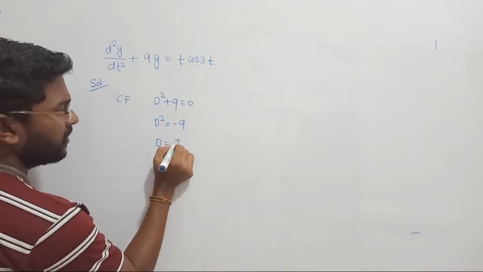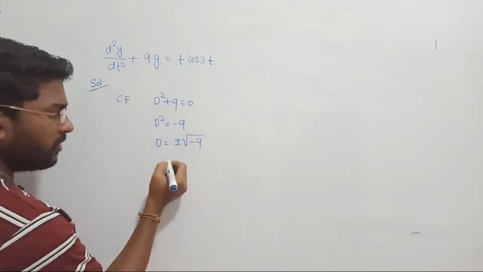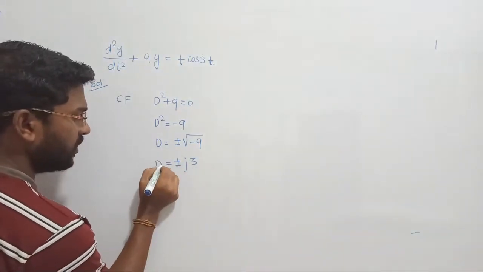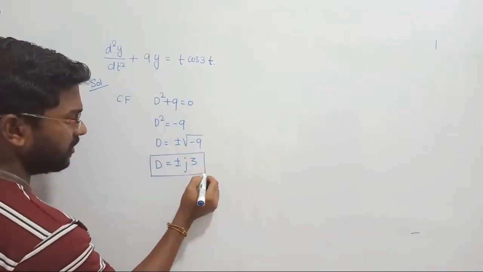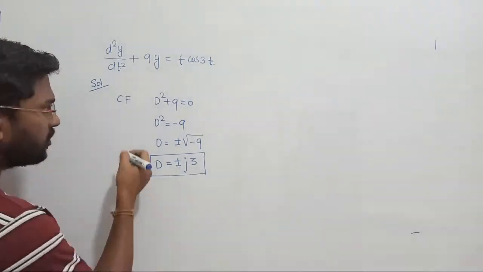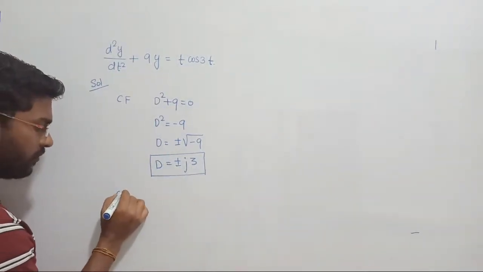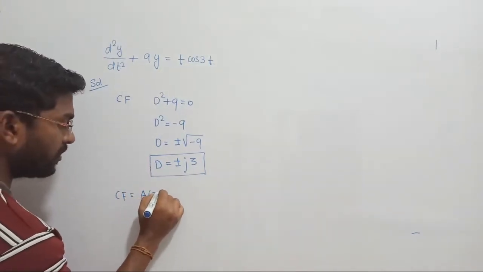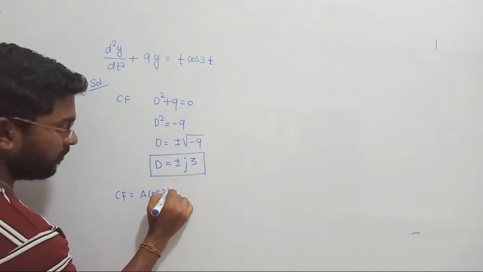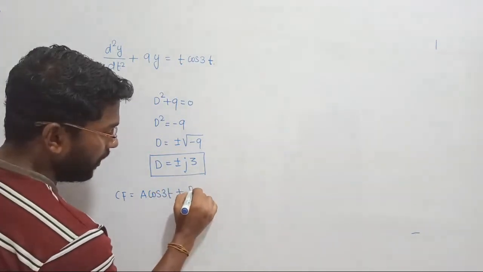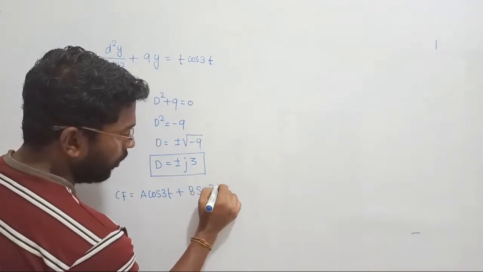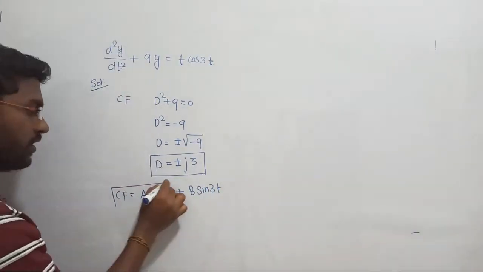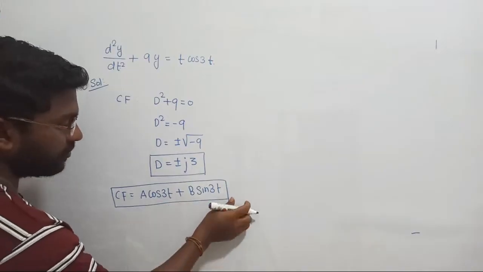Then D is equal to plus or minus under root of minus 9. Then you can take minus outside, that will become j. If you take 9 outside, it will become 3, such that your roots are going to be plus or minus j3. Exactly. If you are writing the solution for this function, then the complementary function of the system, since the real part is 0, is directly a into cos of 3t and b into sin of 3t. Why am I writing your function in terms of t? Because your independent variable is t. That's all. That is how we get the complementary function. There are no issues with the complementary function.